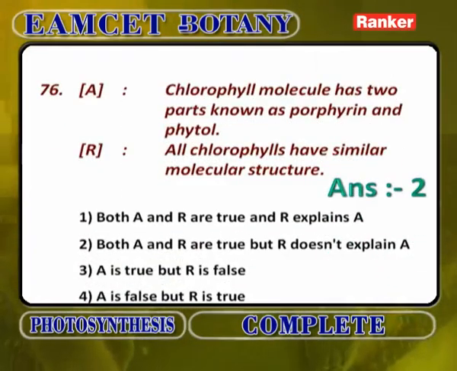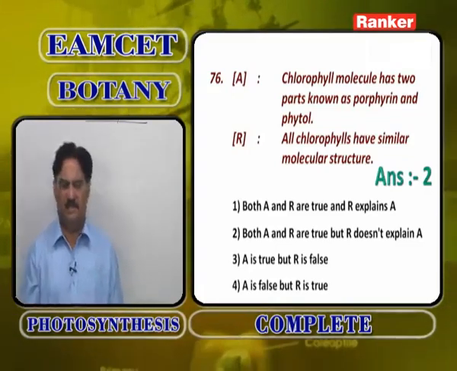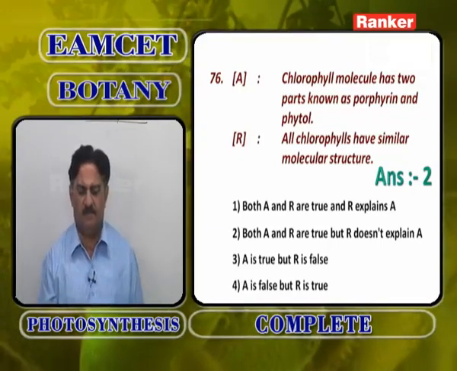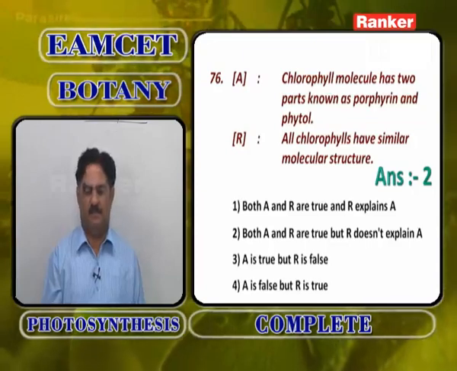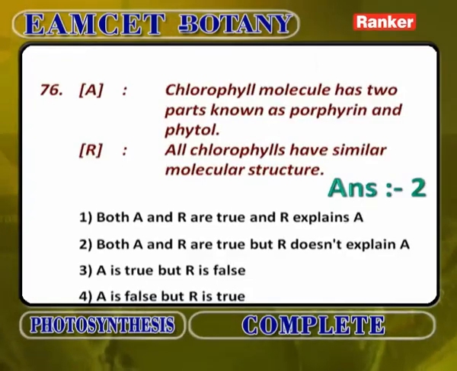Another assertion reasoning. For photosynthesis, assertion reasoning and matching are very important. That's why so many questions are given regarding matching and assertion reasonings. Chlorophyll molecule has two parts known as porphyrin and phytol. So, chlorophyll definitely contains two parts. All chlorophylls have similar molecular structure is wrong. Chlorophyll a has some components, chlorophyll b has some components, c, d all show differences. Chlorophyll has two parts, the porphyrin head and phytol tail, is correct, but both are not linked together. So, A and R are correct. R is not the correct explanation of A.